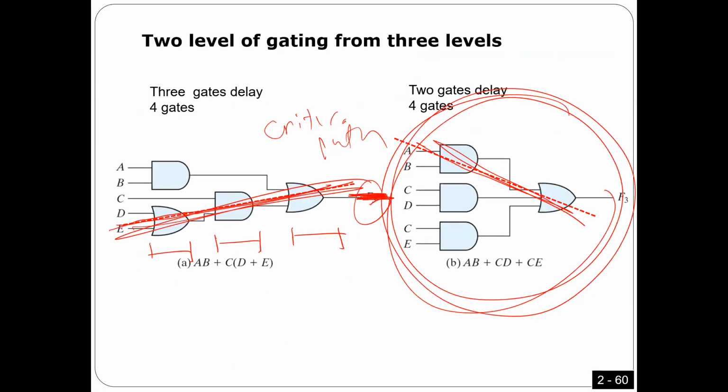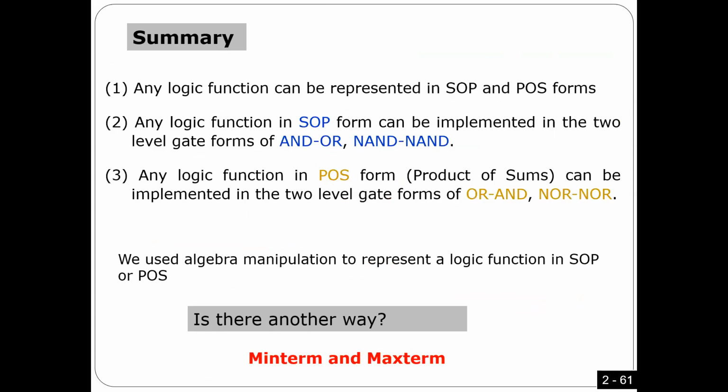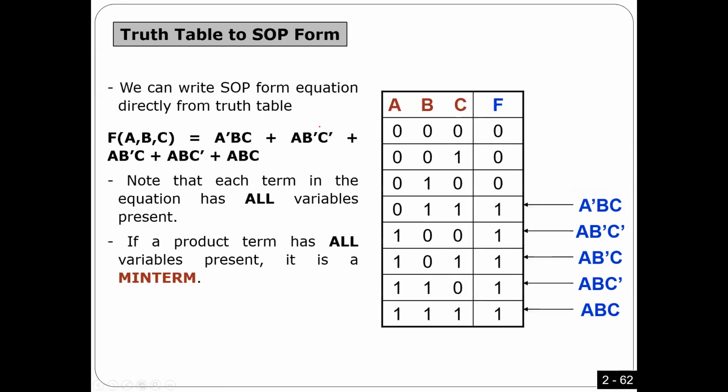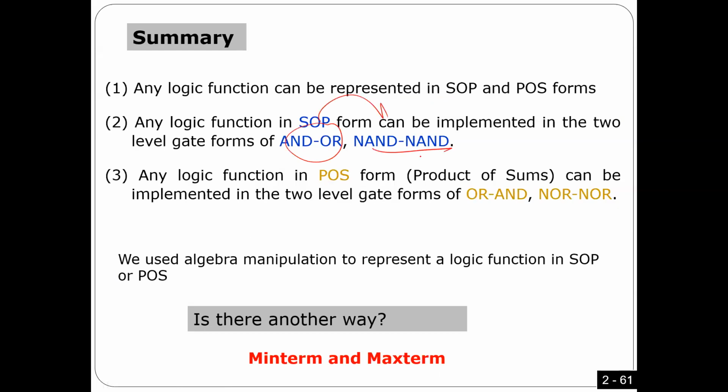Any questions? Yeah. So this is the summary I have here before I move forward. Let me read the summary. Any logic function can be represented in sum of product and product of sum forms, okay? Any logic function in sum of product form can be implemented in 2-level AND-OR or NAND, okay? Because I told you AND and NOR, we have an equivalent one for AND-OR for NAND. Any logic function in product of sum can be implemented using OR-AND or NOR, okay?